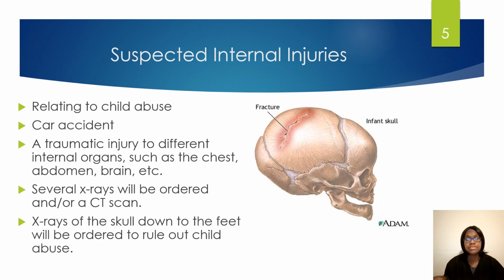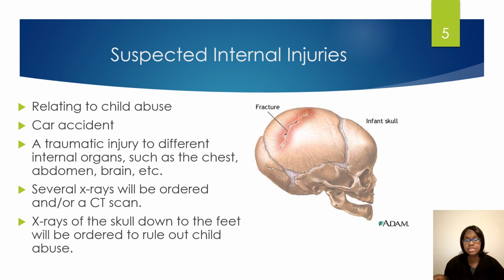And then you also have suspected internal injuries. This can be related to child abuse, car accident, any type of traumatic injury to the internal organs or the chest, abdomen, brain. This could be due to, let's say, a baseball bat injury if a child is playing sports, or a football or a basketball have accidentally injured a child. This can be for several reasons, and several x-rays will be ordered and or a CT scan.